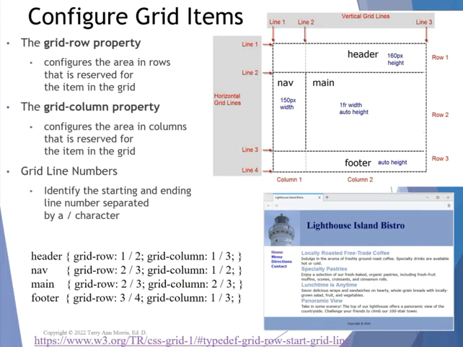Configure grid items. The grid-row property configures the area in rows that is reserved for the item in the grid, whereas the grid-column property configures the area in columns that is reserved for the item in the grid. And finally, grid line numbers identify the starting and ending line number separated by a character.